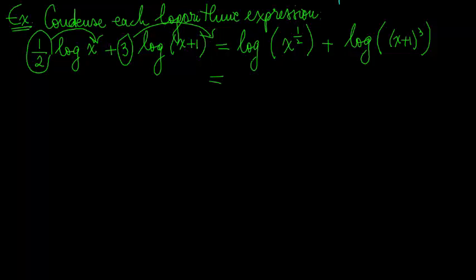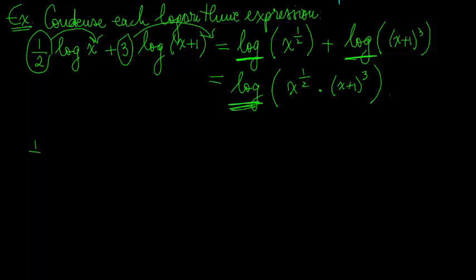And once I have this, now I have the sum of two logs that are the same base, and because the operation between them is addition, I get to combine them with multiplication. So I'm going to get x to the 1/2 multiplied by x plus 1 cubed. And now I have obtained a single log, and all the previous input is under that particular log. Let's look at another example. Let's say that I have 1/3 log base 2 of x plus log base 2 of x minus 1.